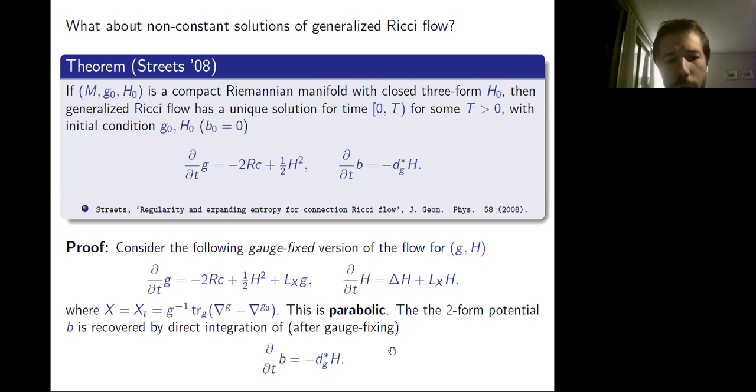So partial dB is equal to minus the star h. Okay, so this is just the application of the... okay, so this is the way you prove short time existence. Are there any questions about this part?